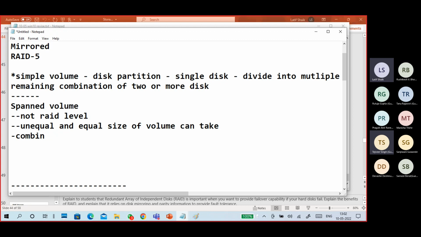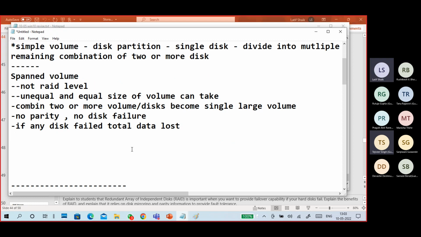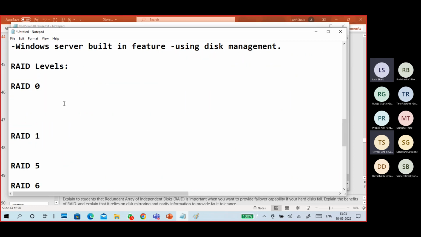So combine two or more volumes or disks and become a single large volume, no parity, no disk failure tolerance. If any disk fails, total data loss, or we can't access data. This is a spanned volume.